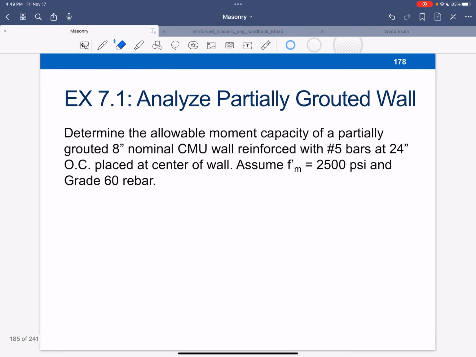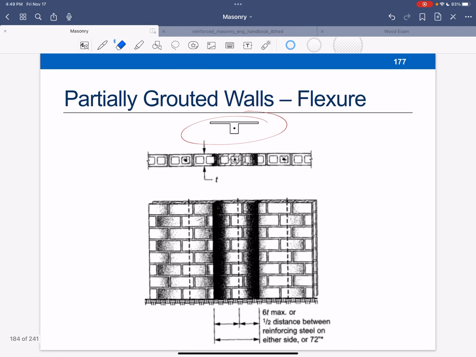All right, so we're going to do this example. I'll do that in a separate video.